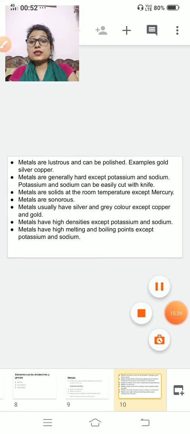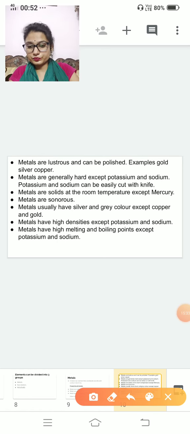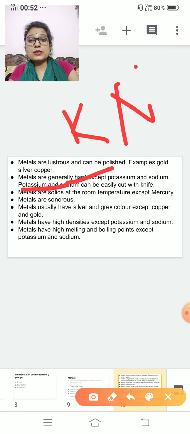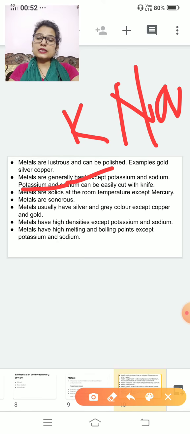Symbol of potassium is K. See, learn the symbols. Symbol of potassium is K and symbol of sodium is Na.